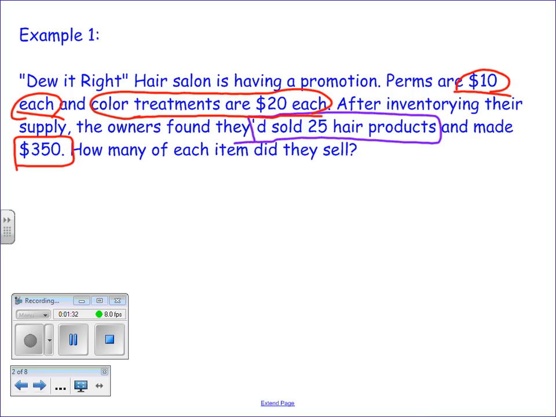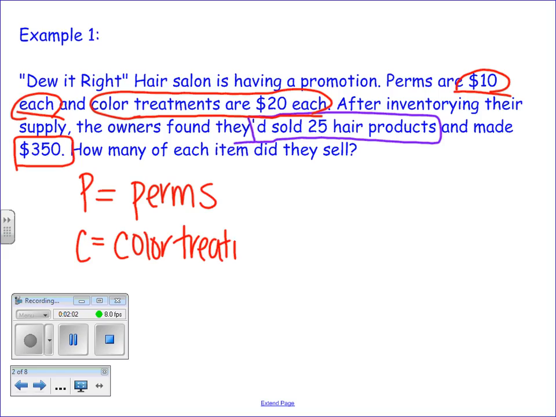As you can see here, we have one thing that is talking about money, and then we have something else talking about how many hair products were sold. That is going to form our two equations. So the first thing we need to do is decide what two variables we want to use. I am going to choose P to stand for my perms, and C to stand for my color treatments. If you want to use X and Y, you can do that, but I think it helps me keep things straight if I use the P and the C.